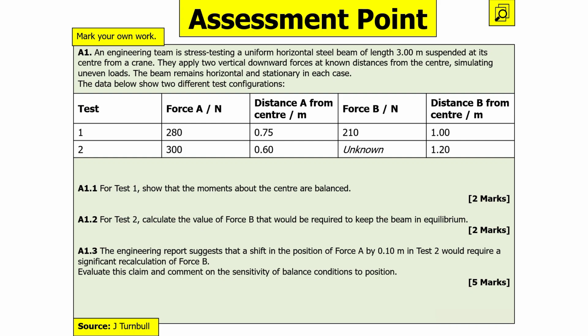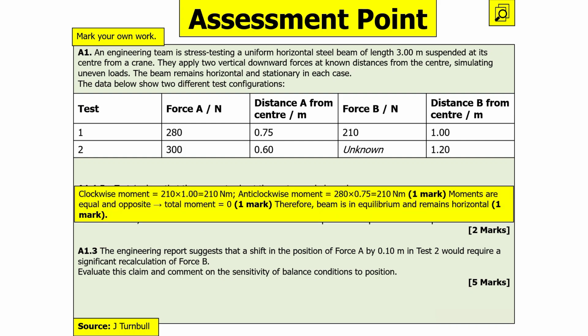Right, in our first question, we can say that the clockwise moment is equal to 210 times by 1 from the information given. So therefore it's going to be equal to 210 Newton meters. The anti-clockwise moment from the information given is 280 times by 0.75, which is 210 Newton meters. So the moments are therefore equal and opposite for test 1. So our total moment is 0. So therefore the beam is in equilibrium and remains horizontal.